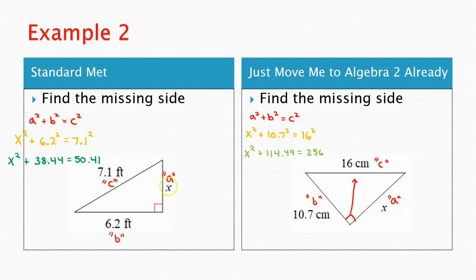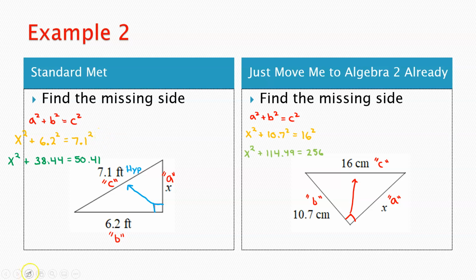If you take a look at the triangle here, there was my 90 degrees. I went directly across, and I found that 7.1 feet is my C, my hypotenuse. And then X here, I labeled as my A, and 6.2 feet was my B. So I plugged it in, you can see that there in yellow. For A, I plugged in my X. For B, I plugged in 6.2 to the second power. And for C, I plugged in 7.1.